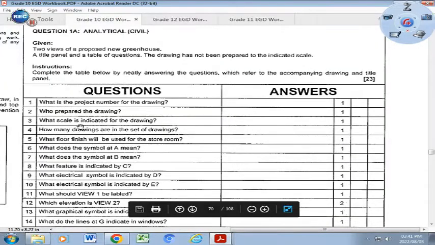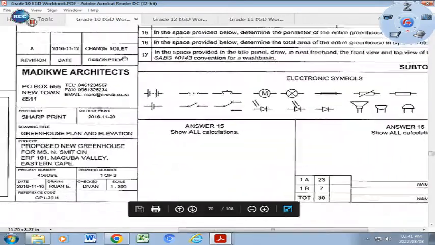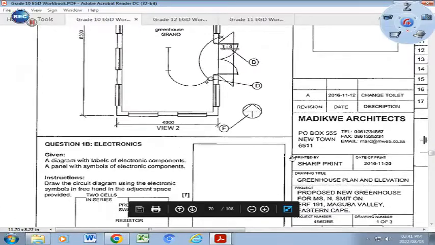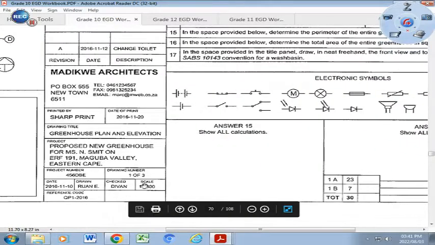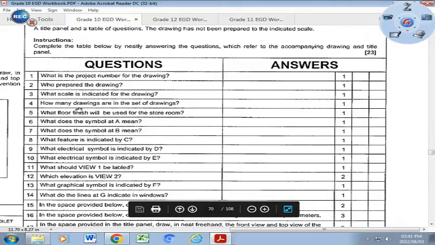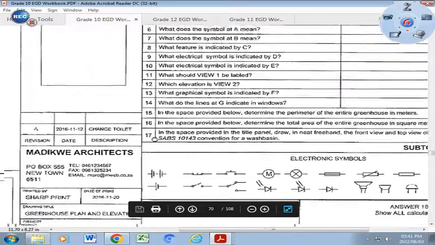Number 3, what scale is indicated on the drawing? The scale is either given to you in a space here, or alternatively you will find it in that space over there. 1:300 is your scale.